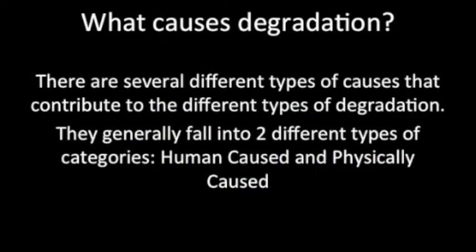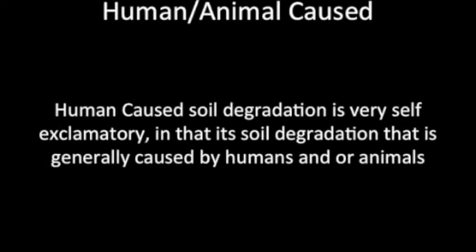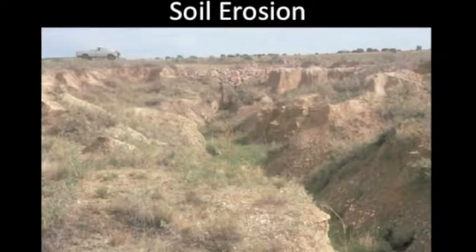Several different actions, situations, and environments cause the different types of soil degradation. Two categories they fall under are human caused and physically caused. Soil erosion is kind of the annoying person that wherever you turn, especially in this section of our presentation, always seems to show up. Everything happens, and in the end, you have soil erosion.